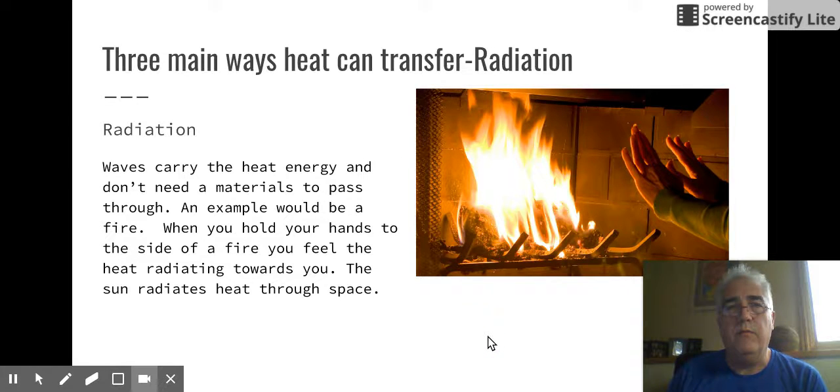The last way is radiation. Waves can carry heat energy. They don't really need to pass through something like conduction do or convection do. Holding your hands up to a fire is an example of that. Another really good one is that the sun radiates heat energy towards us, which you can feel on a sunny day.